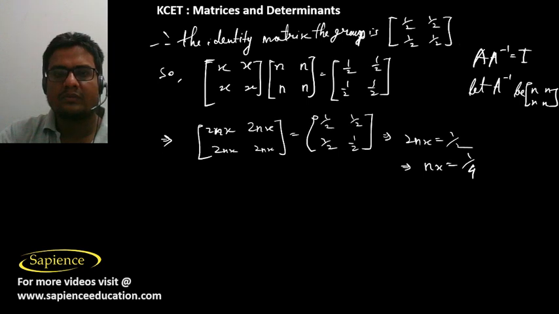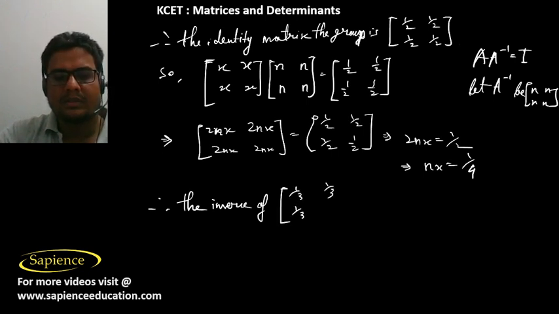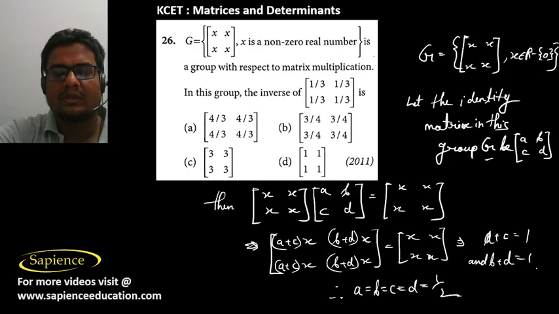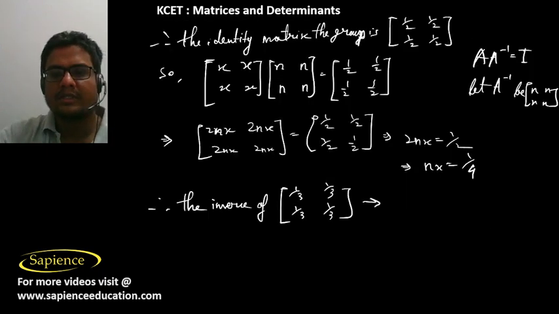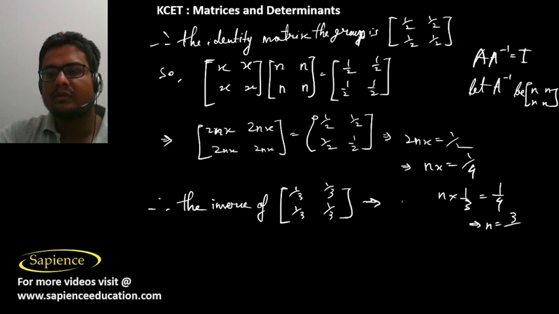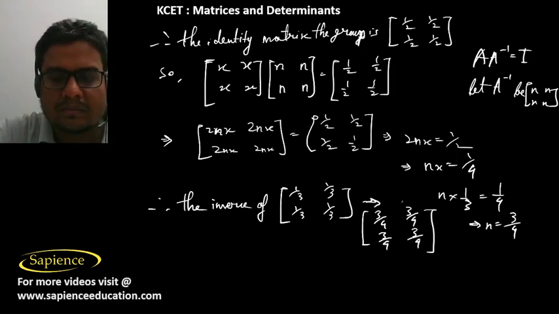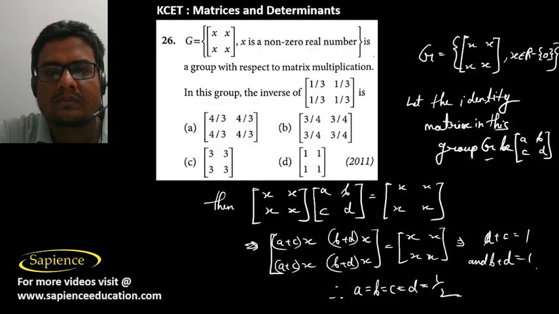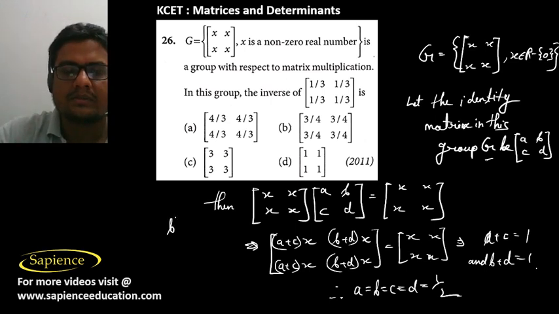So now the inverse of [1/3, 1/3; 1/3, 1/3], here x is 1 by 3. So n into 1 by 3 is equal to 1 by 4, therefore n should be equal to 3 by 4. So its inverse will be [3/4, 3/4; 3/4, 3/4]. So option B is the correct answer.